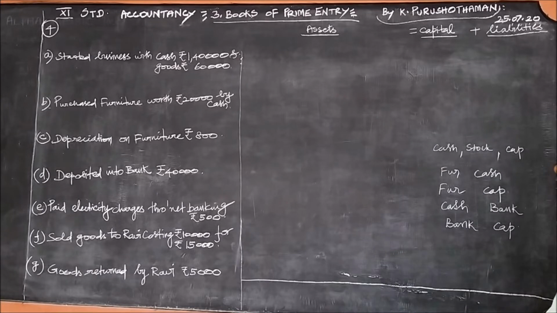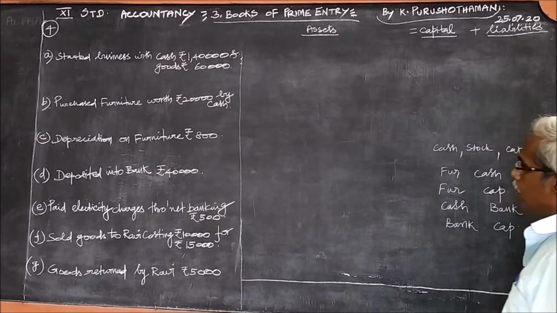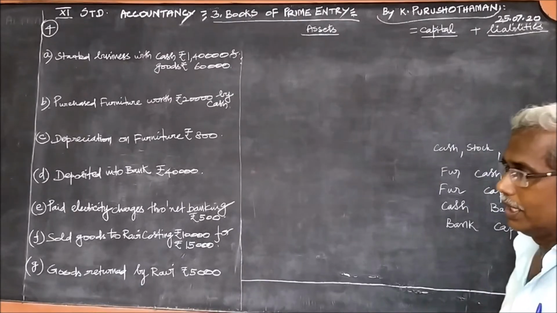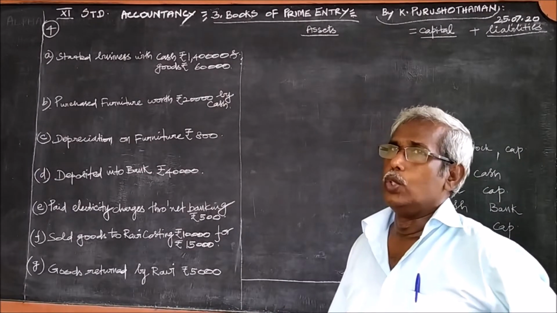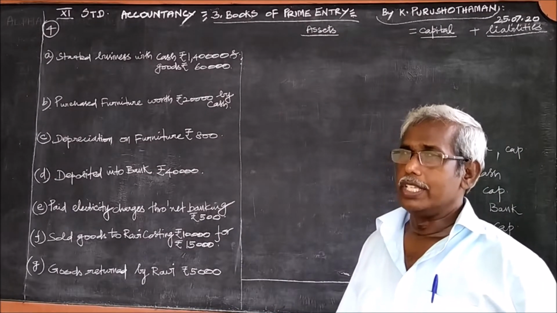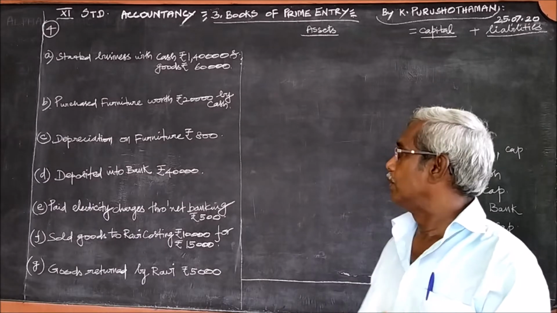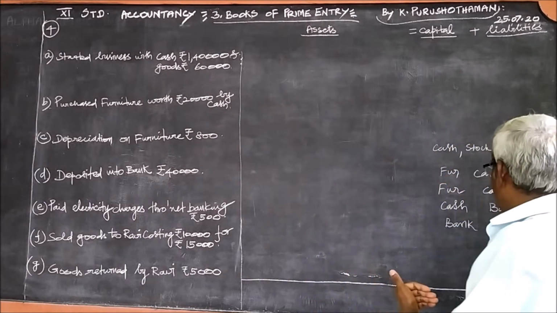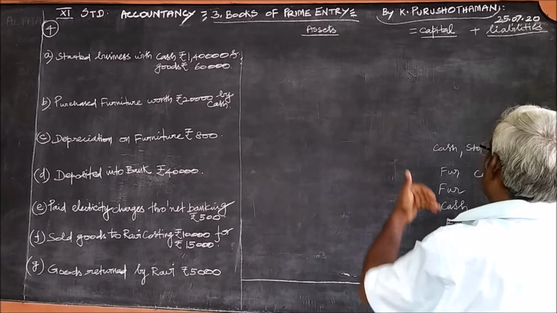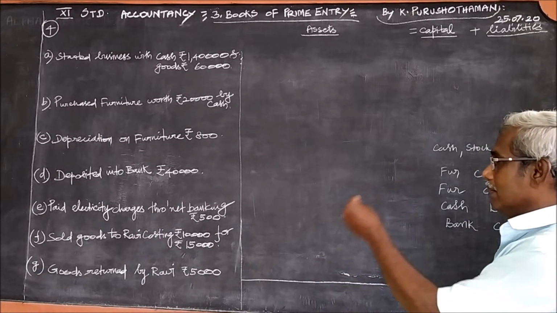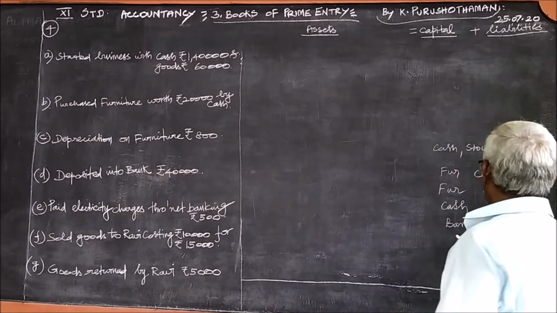Then F division, sold goods to Ravi. Sold goods to Ravi costing 10,000. 10,000 valued goods is sold to Ravi. So from the stock only it is taken and sold. So it will reduce the stock.